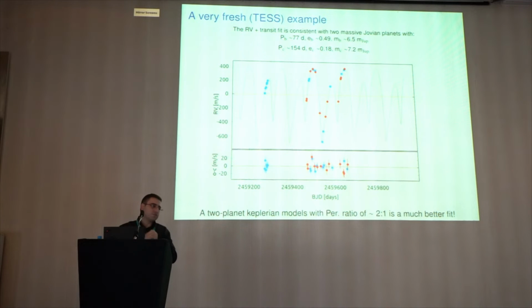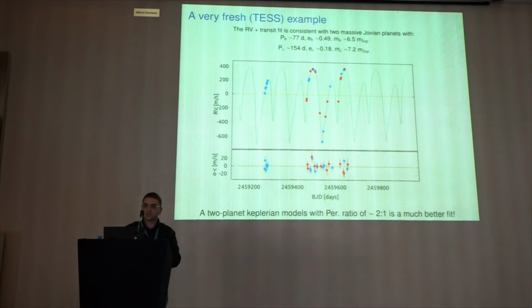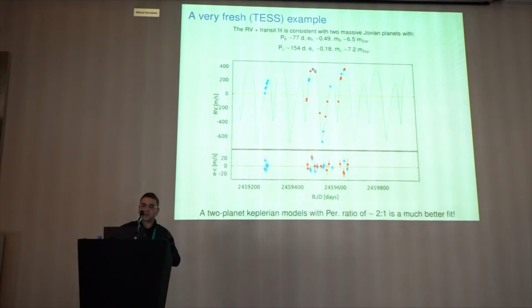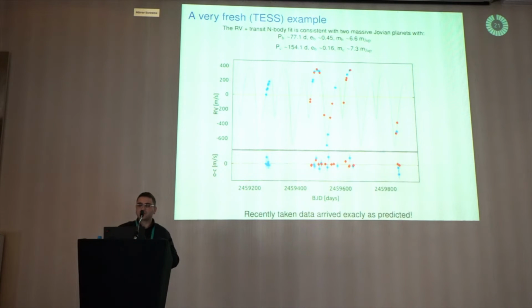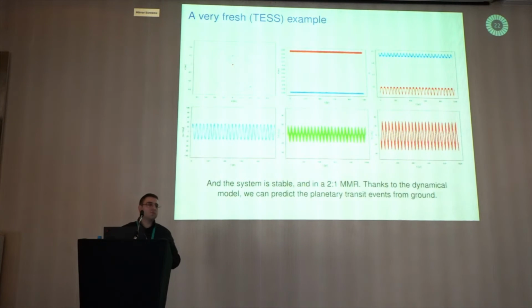And I called these guys in Chile and said, look guys, please take some more data, because I think it's worth it to see whether that model works. And they took a few more data points from HARPS and PFS. Basically, blue is PFS, if I didn't mention, sorry, red is HARPS. And the new data points arrived exactly where we predicted. Now this system is perfectly fine, perfectly stable, and in 2:1 mean-motion resonance.